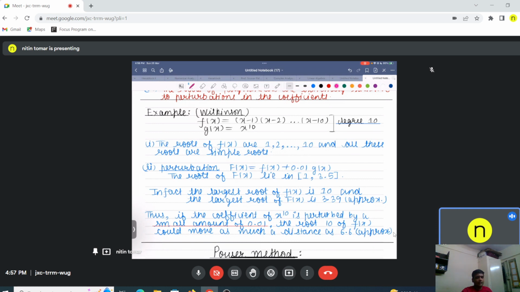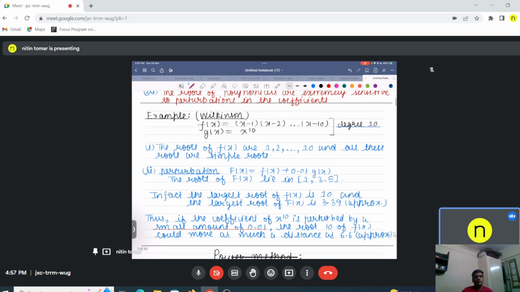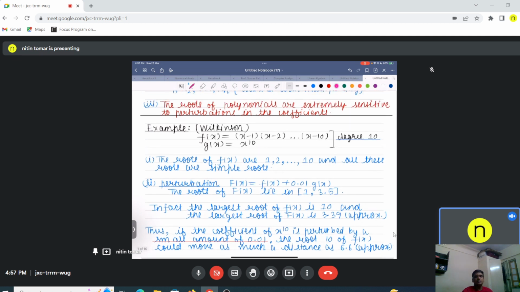And you perturb this polynomial f(x) by adding 0.01 in the coefficient of x power 10, which is precisely f(x) plus 0.01 g(x). The largest root of f(x) is 10, which is clearly obvious, whereas the largest root of the perturbed polynomial cannot go beyond 3.5, right? So if the coefficient of x power 10 is perturbed by a small amount of 0.01, you see the roots are at a great distance. In this way the roots of polynomials are extremely sensitive to perturbations in the coefficients.